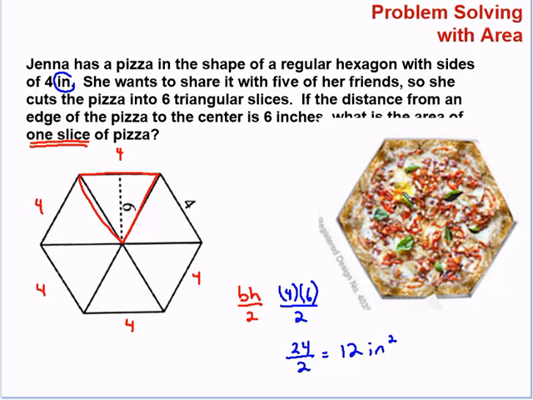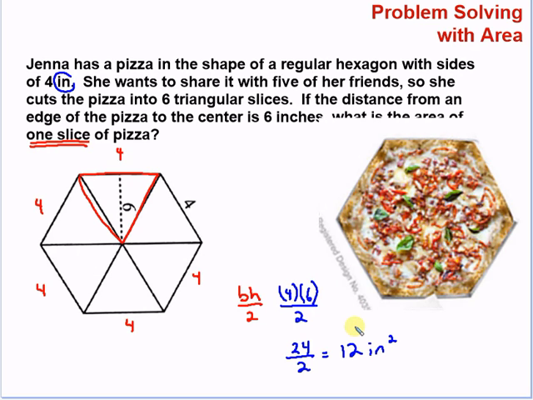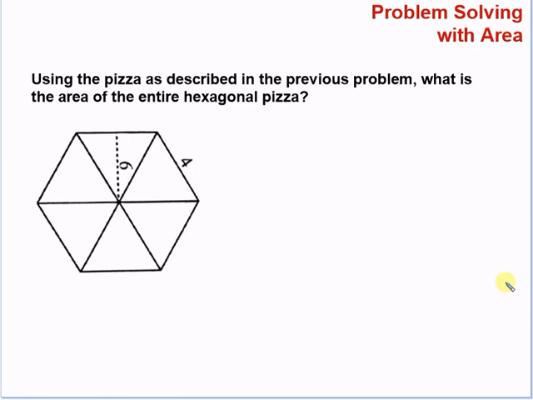So let's go one more step further. We're going to take a look at this pizza problem a little bit further. Using the pizza as described in the previous problem, what is the area of the entire hexagonal pizza? The entire hexagonal pizza. Now remember, just before we found out that one triangle was 12 inches squared. So I'm going to write 12 right in here. Now what does that mean that this triangle is? This one is also 12.